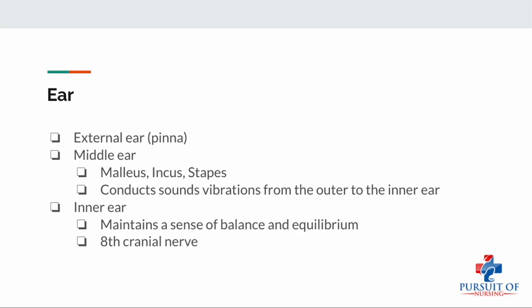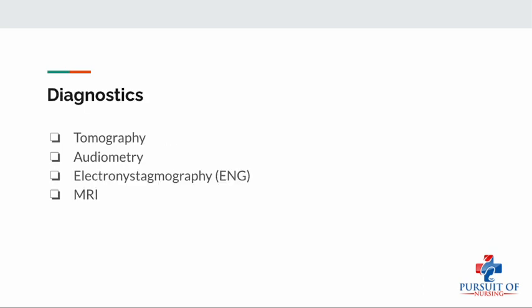It's also where that 8th cranial nerve takes place. So that 8th cranial nerve has a cochlear branch and a vestibular branch. The cochlear branch of the nerves transmits neural impulses from the cochlea to the brain, where they're interpreted as sound. And then the vestibular branch maintains balance and equilibrium.